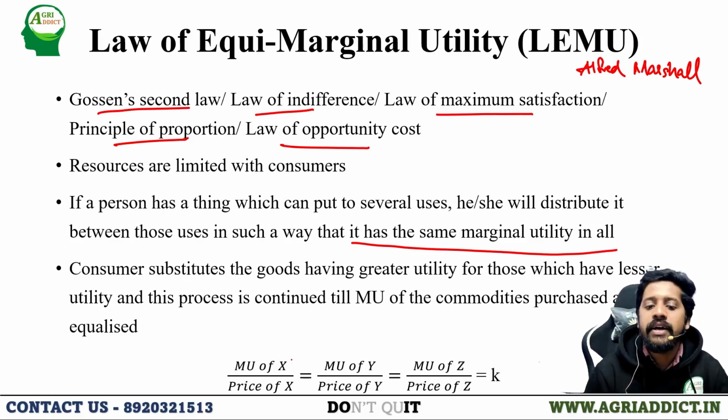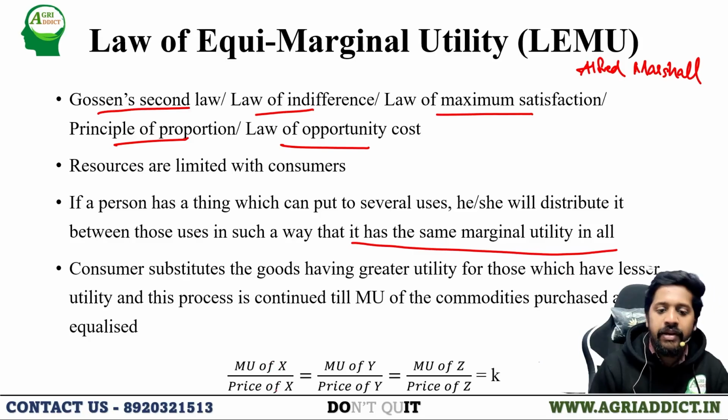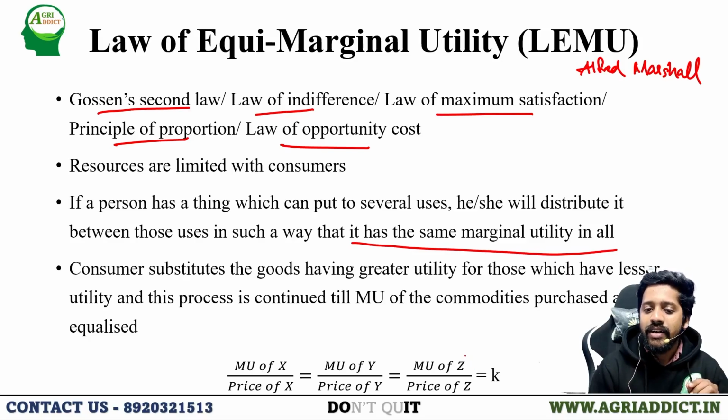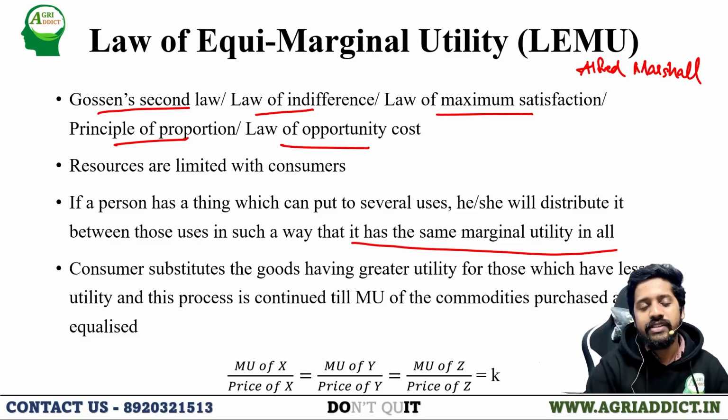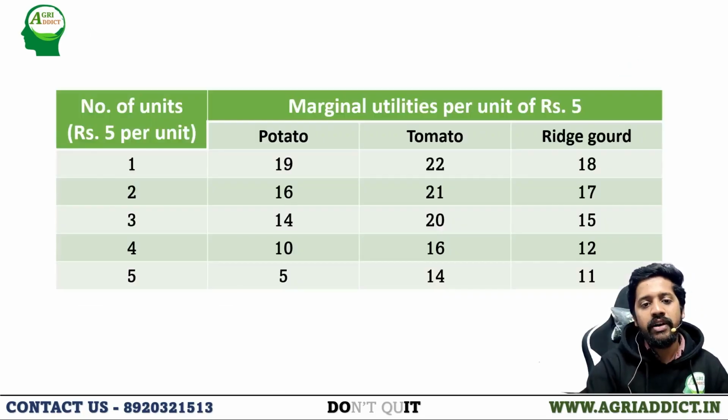This is the mathematical formula of the law of equimarginal utility: marginal utility of x divided by price of x is equal to marginal utility of y divided by price of y is equal to marginal utility of z divided by price of z, which should be equal to a constant. That is, the marginal utility derived from each commodity should be equal, in such a way that we allocate our resources. That is explained by the law of equimarginal utility.